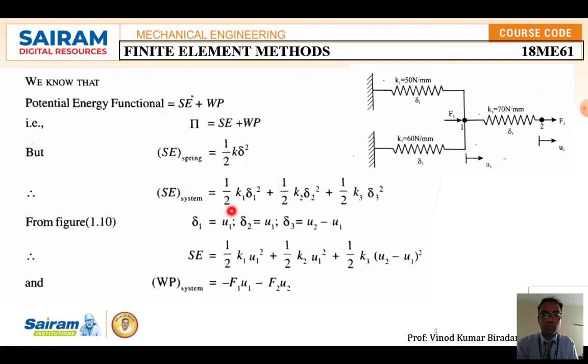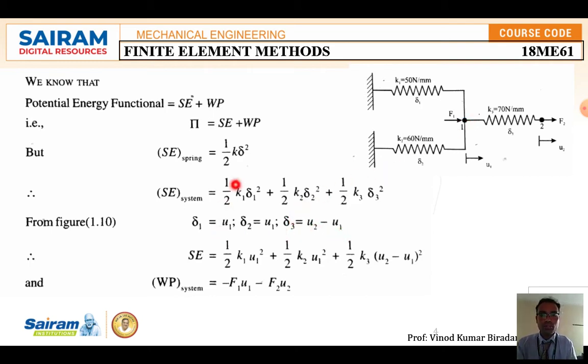We know that delta 1 is equal to u1, delta 2 is also u1, and delta 3 is equal to u2 minus u1. How did we get this? If you apply force here, delta 1 and delta 2 displace by u1. Similarly, if you apply force here, the displacement is u2 minus u1, so delta 3 is equal to u2 minus u1.